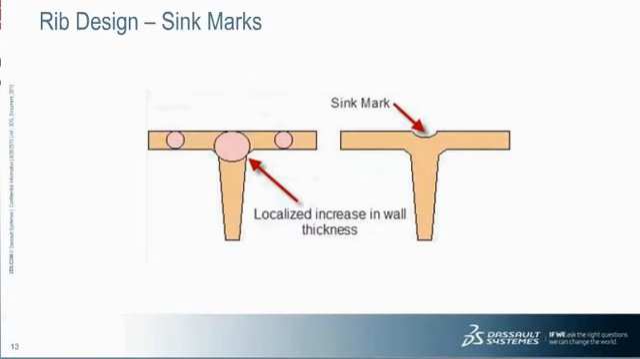One thing that happens if you make a rib too thick at the base, you get a defect called a sink mark. A sink mark is where you have a localized increase in wall thickness. It shrinks more than the other wall sections around it. Because of that increased shrinkage, it pulls in the surface of the part, creates this defect that we call a sink mark.